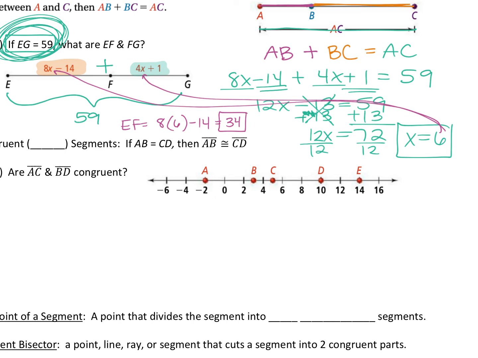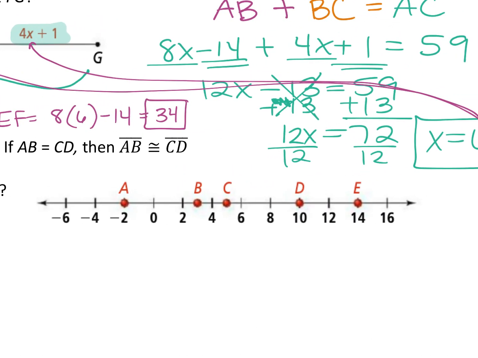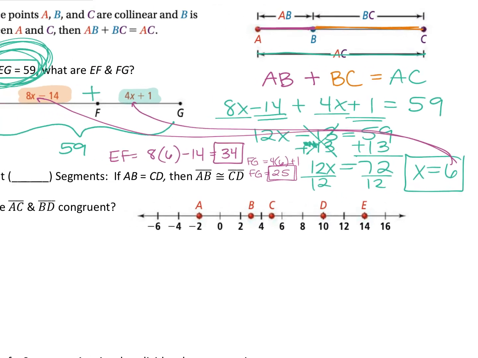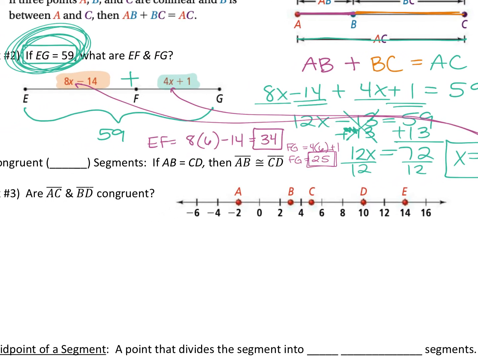Then you're going to plug it in for FG. Again, I should have written smaller, but we'll do it here. FG is 4 times 6 plus 1. So FG is 25. Okay, now, how can you check that? Add them together. 34 plus 25 better equal 59, right? And it does, so we know we did it right. Questions on that? All right, so that's segment addition. Take the two parts, add them together, they should equal the whole thing.